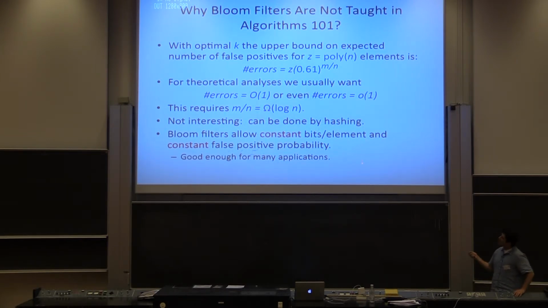This area where you have a constant number of bits per element and correspondingly a constant false positive probability is actually really useful in practice, right? But it's sort of not useful in theory, right? Because in theory we like to have these vanishing error probabilities. So I think this is why it's not taught in your basic algorithms course, even though it's really such a useful data structure.